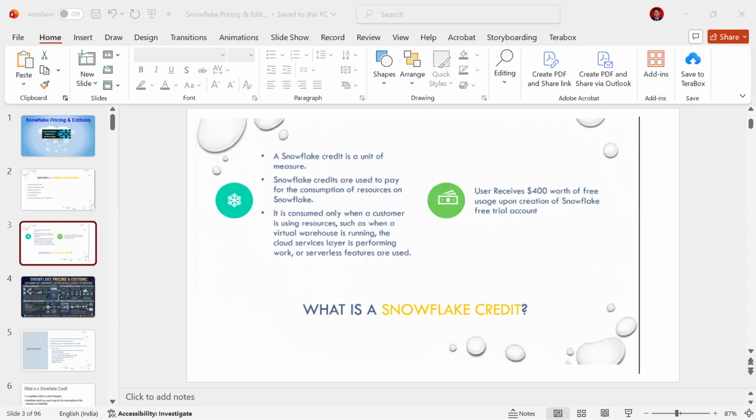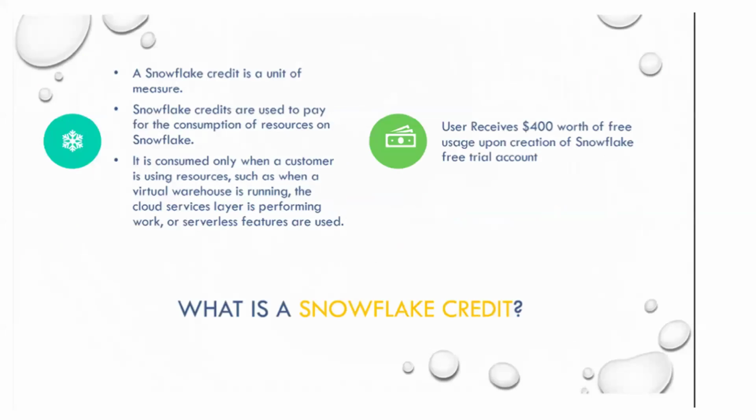So when I talk about Snowflake pricing or cost, whatever it is, Snowflake will generally charge the customer in the form of credits. What is a credit? A credit is a unit of measure of how Snowflake charges every customer. One credit will have a certain price, and this pricing also will vary. If you have created your free account, you might have received $400 free credit, correct?